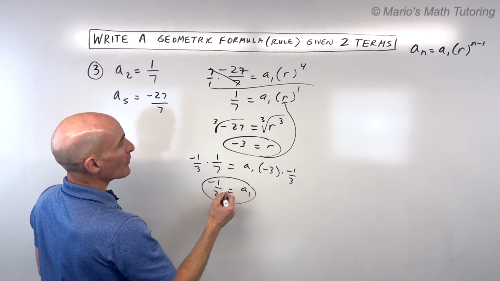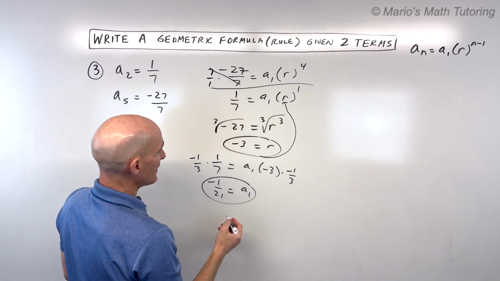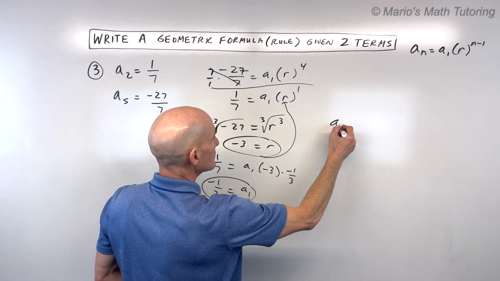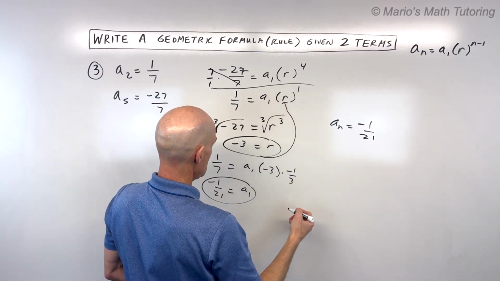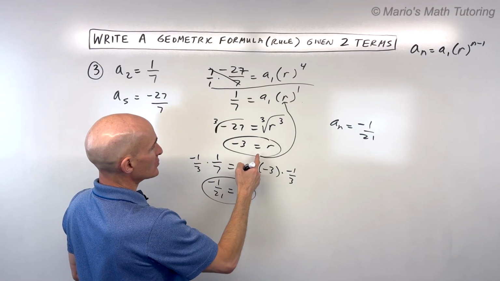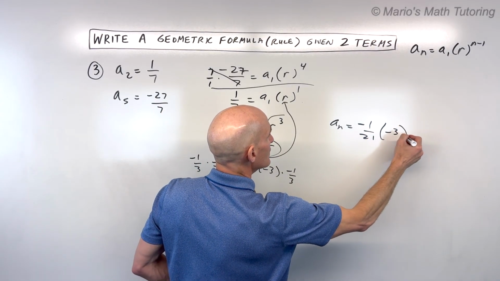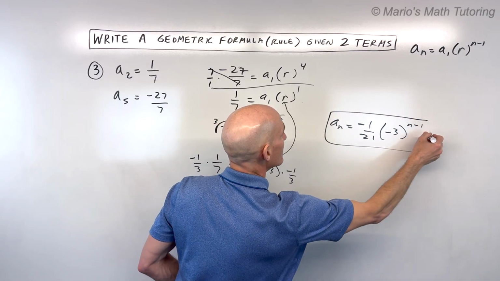So now we have everything we need to write our formula here. We've got the first term, which is negative 1 over 21, and the ratio, which we said was negative 3, to the n minus 1 power.